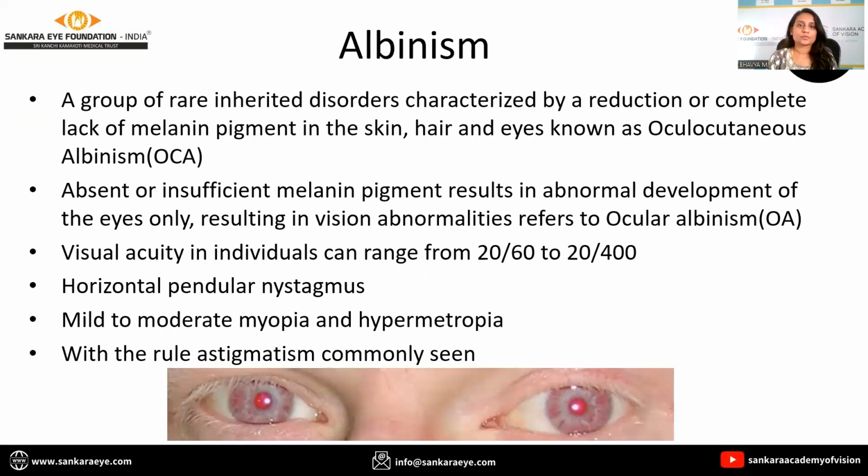Albinism is widely divided into oculocutaneous albinism and ocular albinism. Oculocutaneous albinism is characterized by a reduction or absence of melanin pigment in the skin, hair and eyes. In ocular albinism, there is an absence or insufficiency of melanin pigment, which results in abnormal development of the eyes only. The visual acuity in individuals ranges from 20/60 to 20/400.